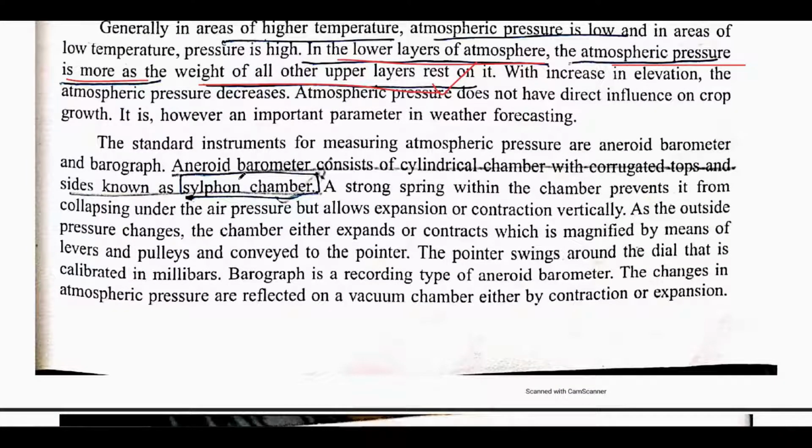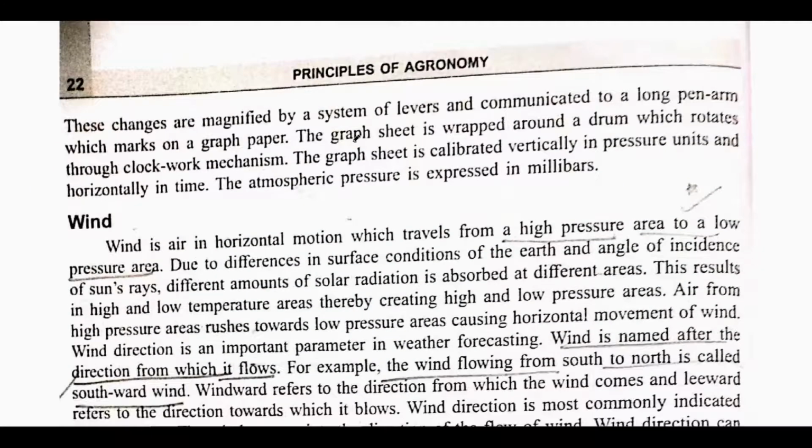Now there are various types of barometers that are being used. For example, the aneroid barometer is there, and other types of barometers are also there. So you can just remember that the aneroid barometer is used for measuring atmospheric pressure. Now the barograph is another instrument that is used for measuring atmospheric pressure in a continuous manner.